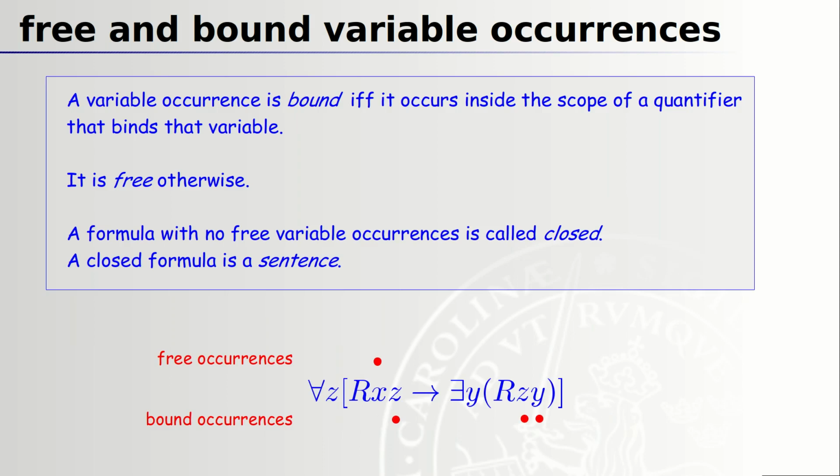So, in summary, we call a variable occurrence bound if it occurs within the scope of a quantifier binding it. If there isn't one, the variable is free. A formula that doesn't contain any free quantified variables is called a closed formula, or sometimes a sentence.